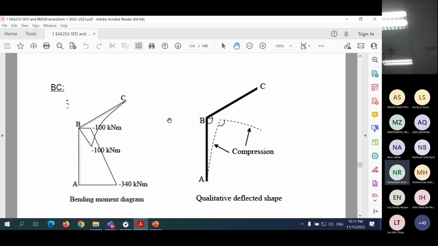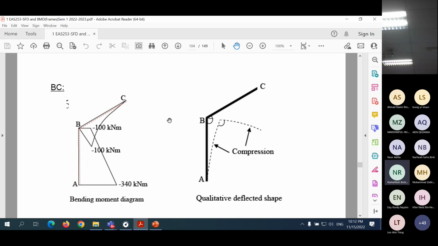Qualitative deflected shape. So by now, class, look at the bending moment diagram. Where is the compression side? It is on the side where you draw the bending moment. So the frame should bend as shown in this diagram here. Compression happens on the bending moment diagram side.